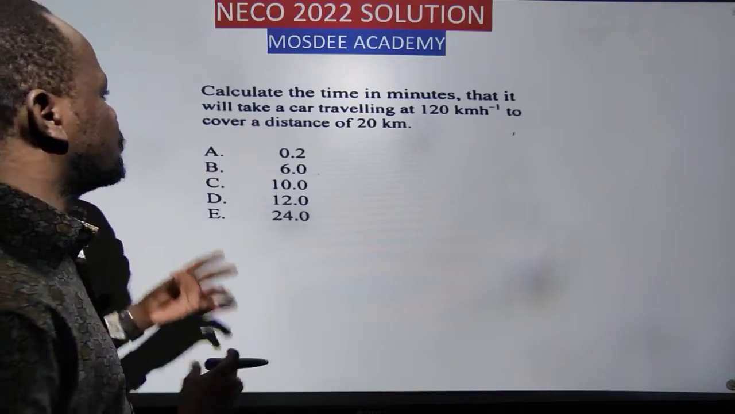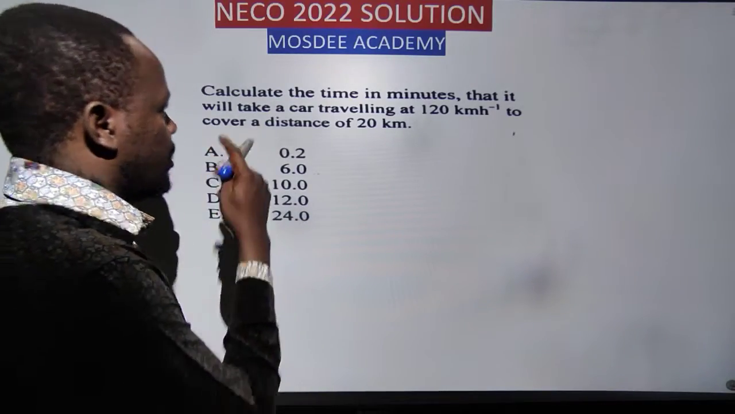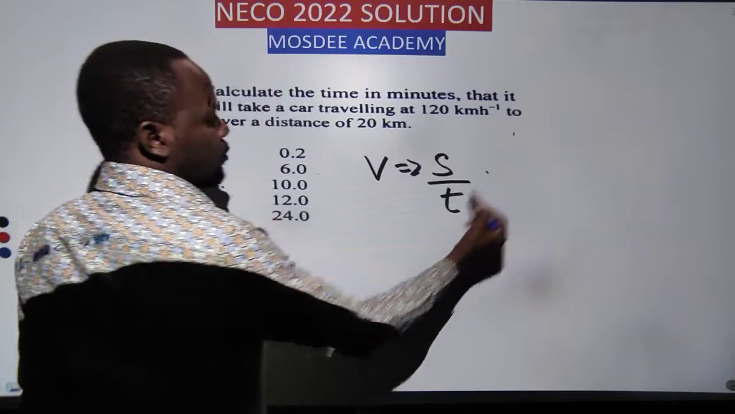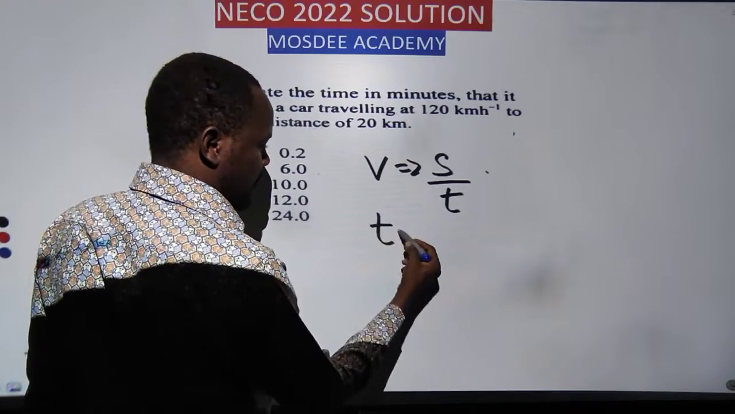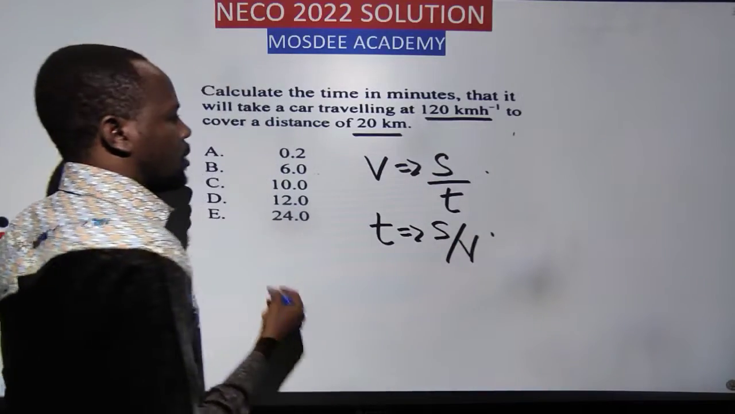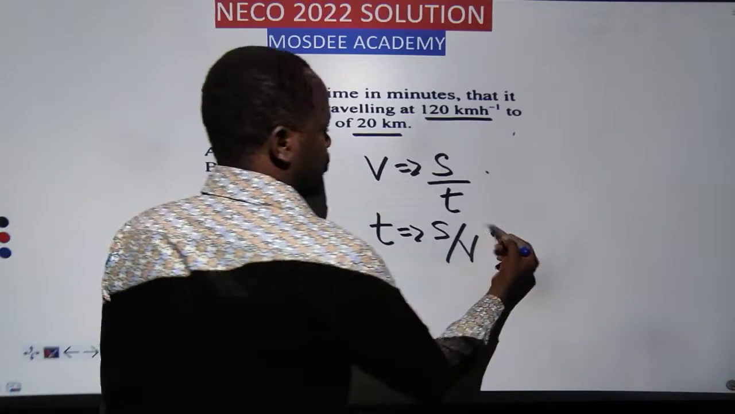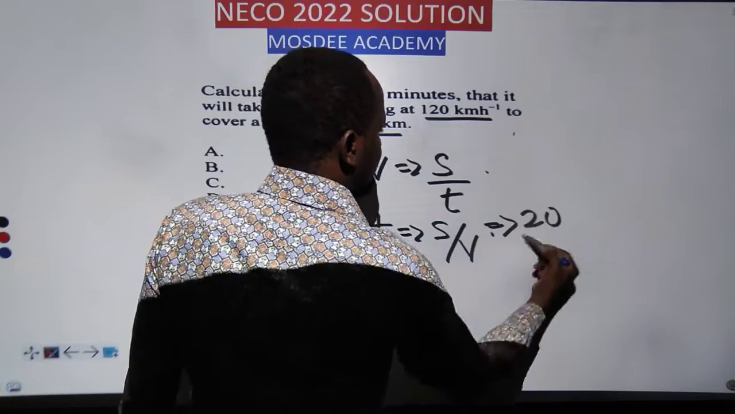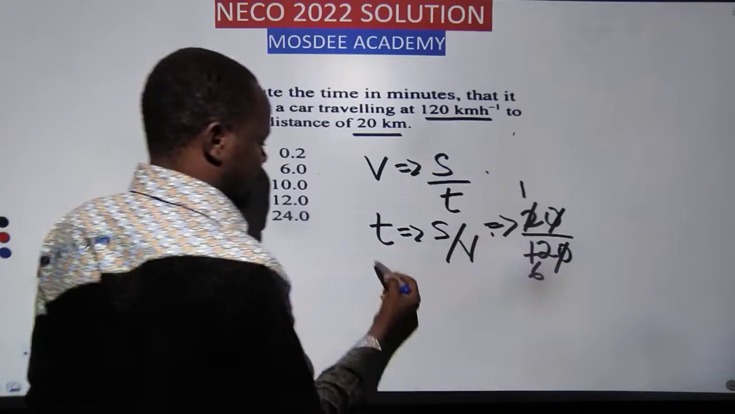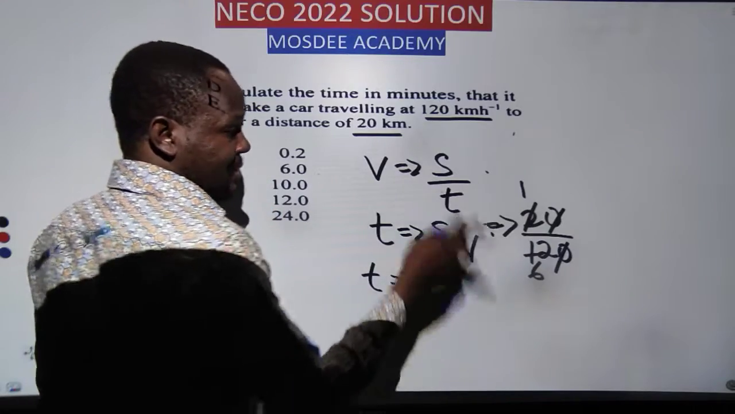The third question: calculate the time in minutes that it will take a car traveling at 120 km per hour to cover a distance of 20 km. Everybody knows from junior classes, speed is equal to distance over time. So here we are looking for time. You make time the subject of the formula. Time will be equal to distance divided by speed. The units here are kilometer per hour, so I'm not going to convert anything. I hope you understand that. So they are in uniform units. Distance covered is 20 divided by speed 120. This gets cancelled out, 2 here is 1, 2 here is 6. Time is 1 over 6, which is like 0.1666.